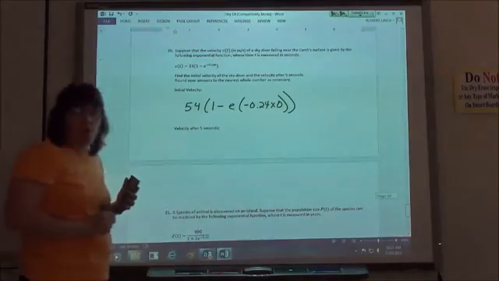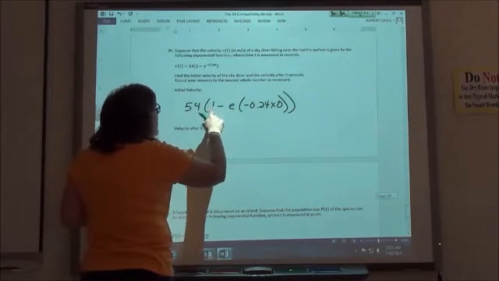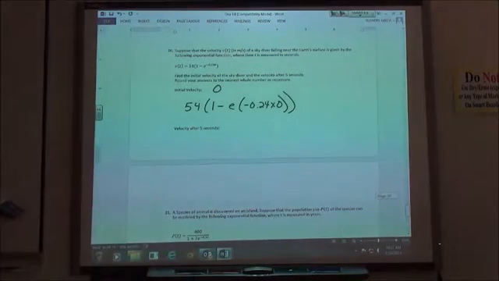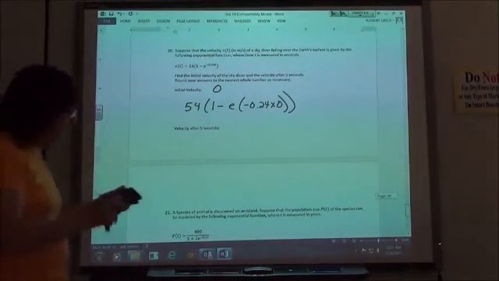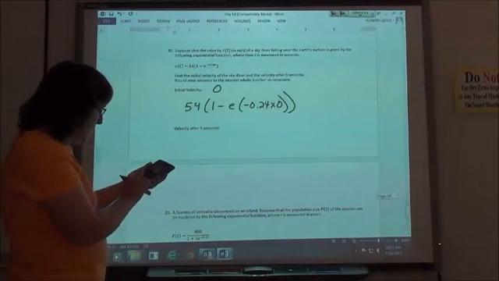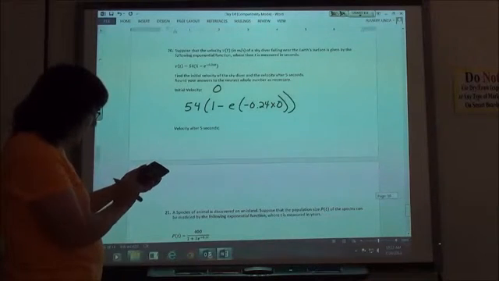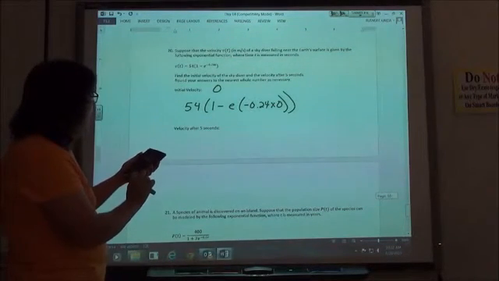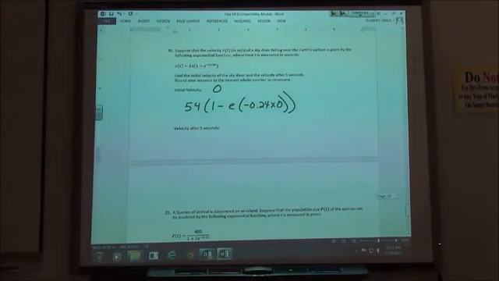E to the 0 power, or anything to the 0 power, is 1. 1 minus 1 is 0, and 0 times 54 is still 0. If I'm a skydiver and I haven't even jumped out of the plane yet, my velocity is going to be 0. Now just for fun, let's punch that into our calculator and see that we get the same thing. So 54 parenthesis, 1 minus, shift, natural log to get the e, parenthesis, negative 0.24 times 0, close my parenthesis for the e, and close my parenthesis for my other parenthesis, and if I hit equals, indeed, I get 0. The skydiver hasn't even left the plane yet.